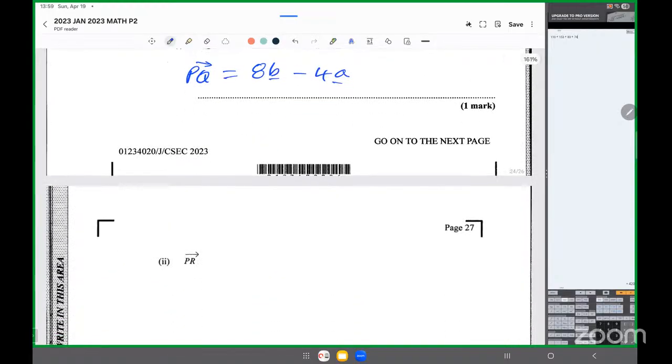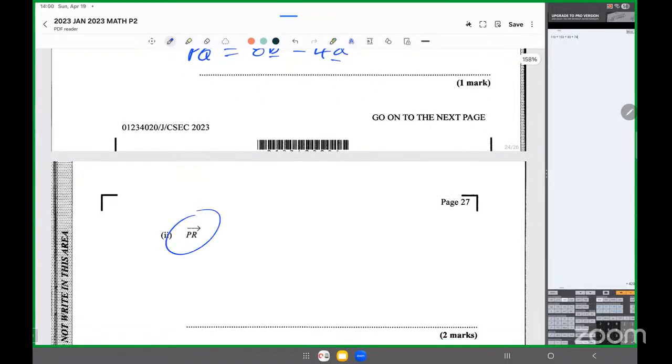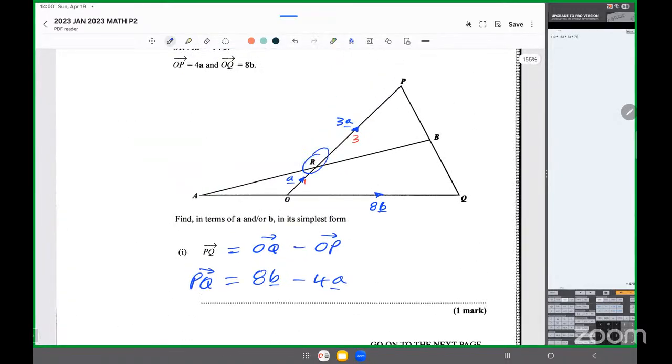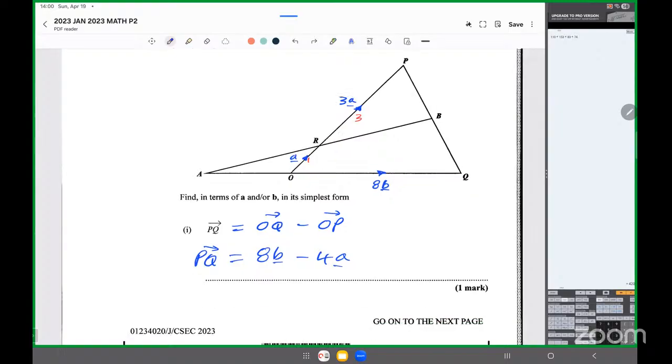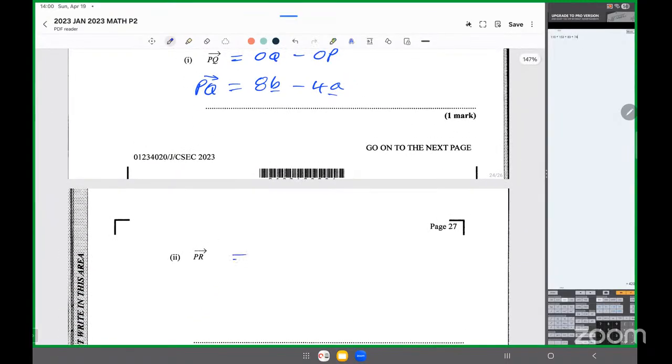Next part wants us to find PR. So P to R. Sorry, P to R. It's just minus 3A. See there? P to R, just minus 3A. Can I go in the opposite direction to 3A? So P to R is just minus 3A.